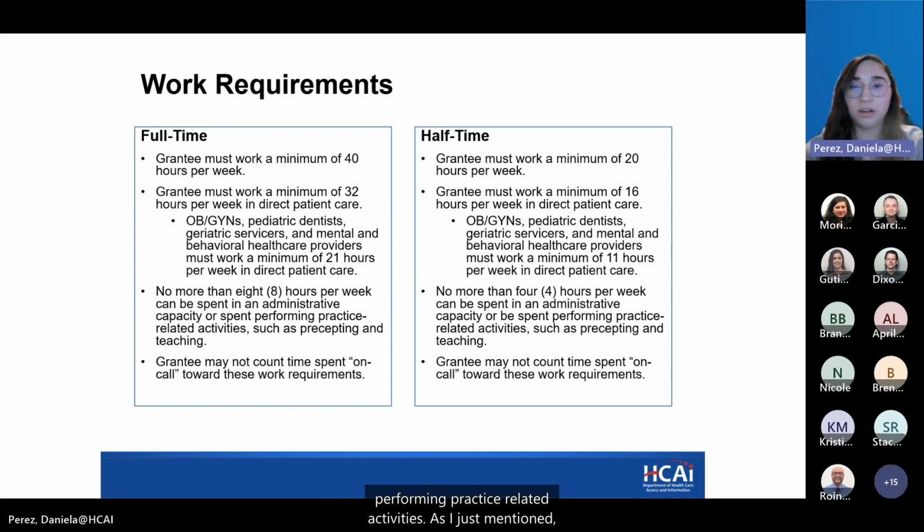As I just mentioned, there are some disciplines where the grantee will be required to work a minimum of 11 hours per week in direct patient care instead of 16 hours in direct patient care. And the rest of the time may be spent in an administrative capacity. Again, this is relating to half-time applicants.